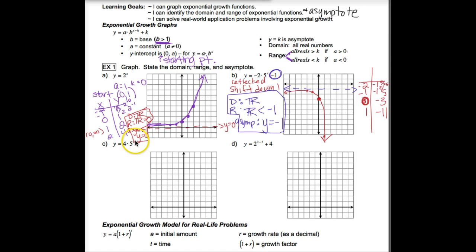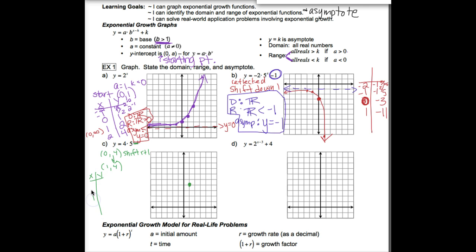So first thing I'm going to do here, this A value would typically mean that my starting point would be at 0, 4, but I have a shift here. Because I have a shift, this -1 means I'm shifting right. So if I'm going to shift right 1, that means that becomes 1, 4. So I know that that's going to be a point on my graph. So there's 1, 4.